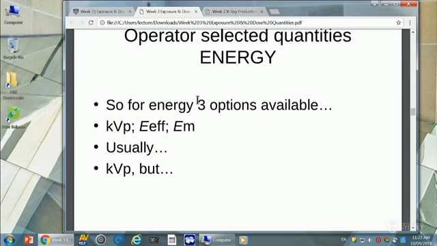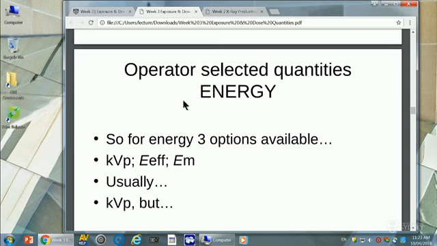So in terms of energy, we're coming back to these operator selected quantities. We can choose kVp, effective beam energy, mean beam energy. Okay, you'll find we constantly use this kVp, but I hope by now you realize just what a poor indicator of energy that actually is.